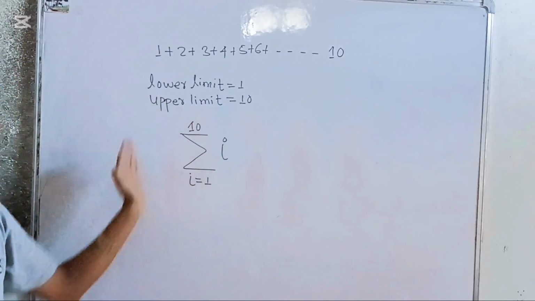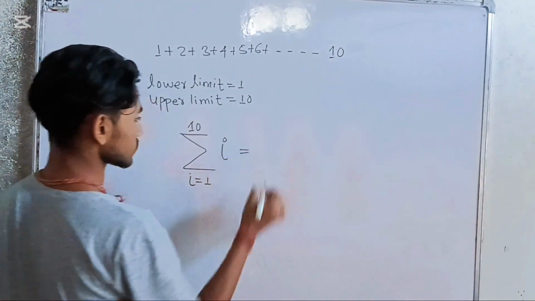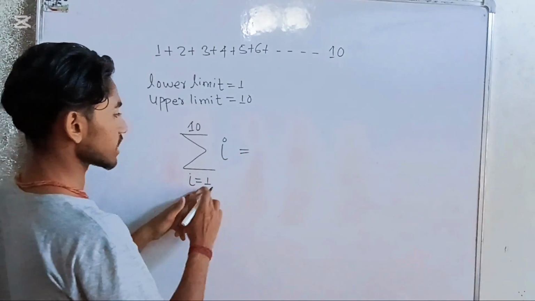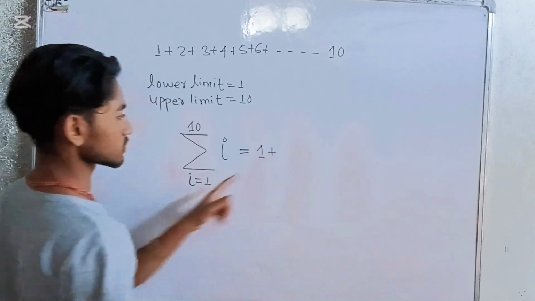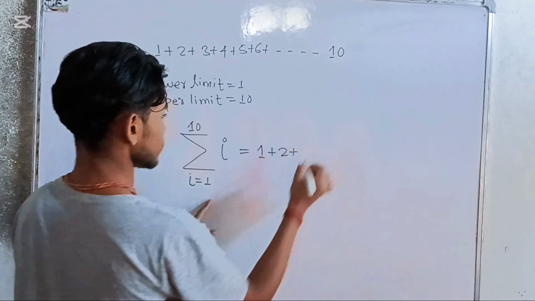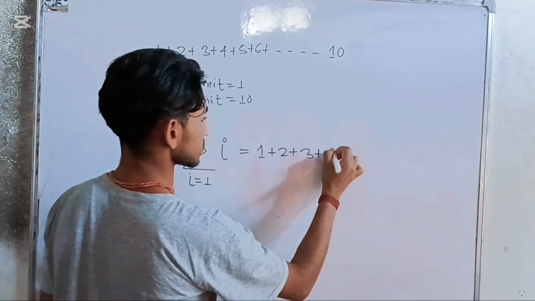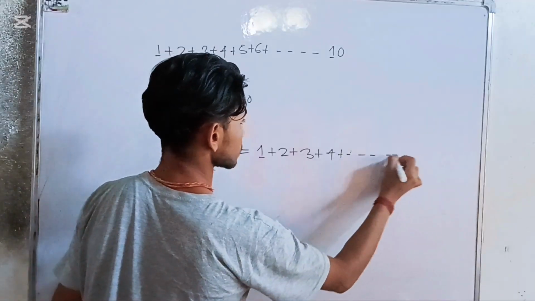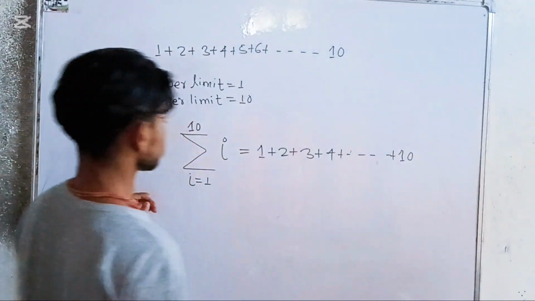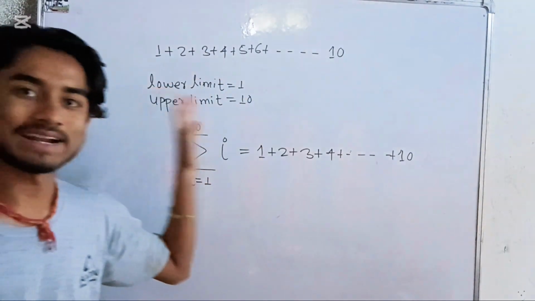If you want to open this summation, you can do it like this. You start from 1, and you use a plus sign and 2, then plus 3, plus 4, plus so on and on up to plus 10. So this is the basic idea behind writing the summation.